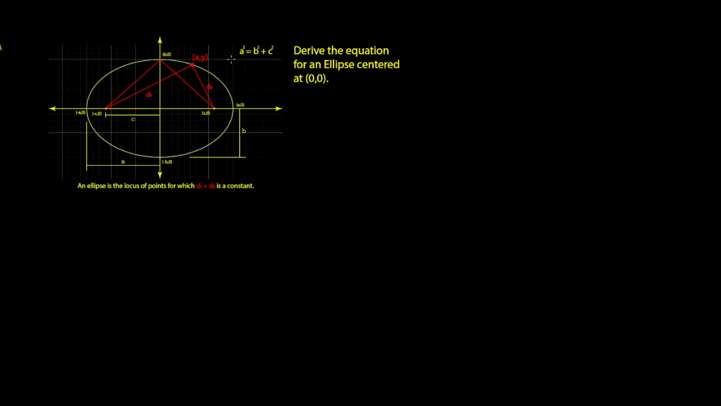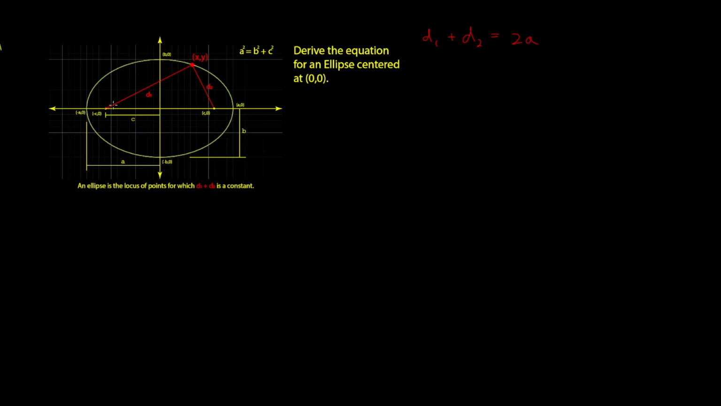That is a constant. As we see here, a squared plus b squared equals c squared. Now, if this is c and this is b, then this is a. Something you have to know. So a squared equals b squared plus c squared. You can see the right triangle here. So therefore, d1 plus d2 equals 2a.